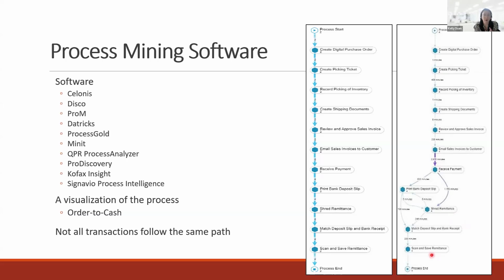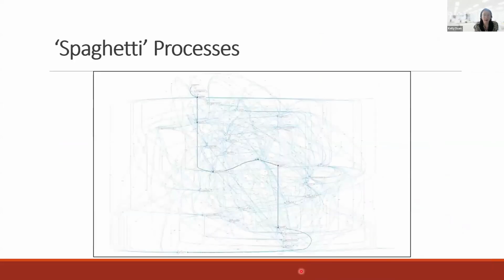Here's an example on the slides on the right. However, this only represents part of the transaction flow. In reality, it actually looks like this on the screen. This is also known as the spaghetti process.